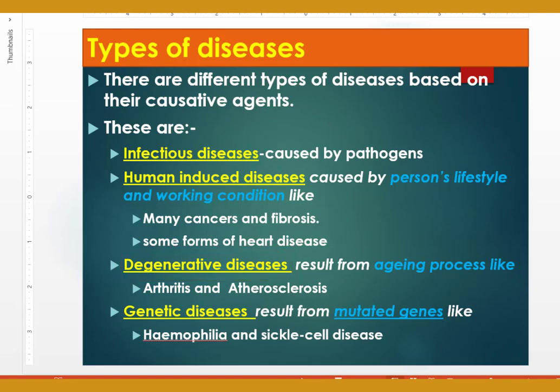The fourth type of disease is genetic disease. These genetic diseases are diseases that result from the action of mutated genes. Our genes may get mutated due to different conditions or different factors like highly energetic radiation and some chemical substances from certain drugs. These include hemophilia, sickle cell anemia, and others.